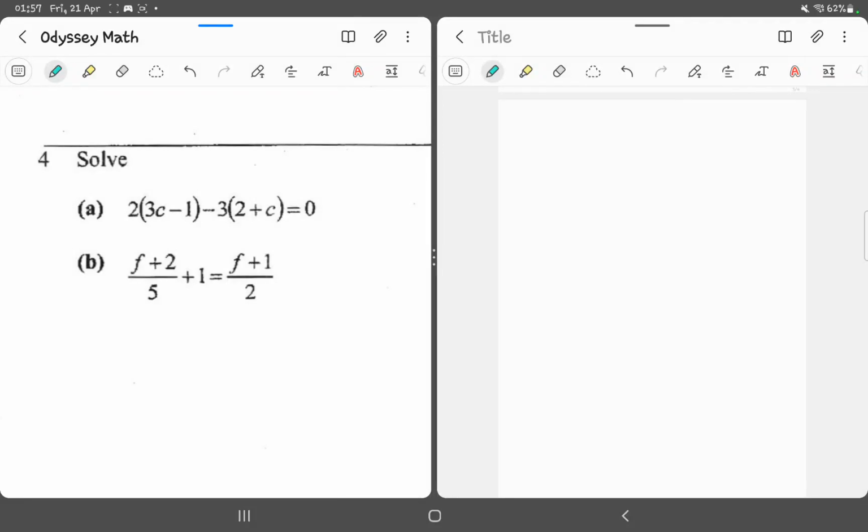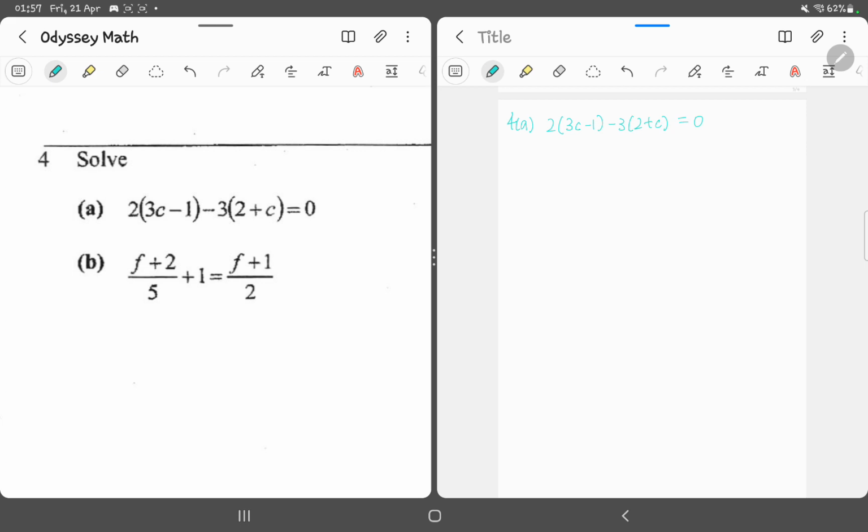Now, question number 4 is on solving algebraic equations. So without further ado, let's try question number 4, part A. I'm just going to write down the equation over here. We need to solve for the unknown C, okay? So that is the equation over here.